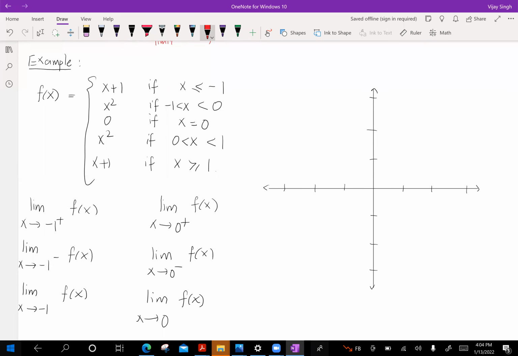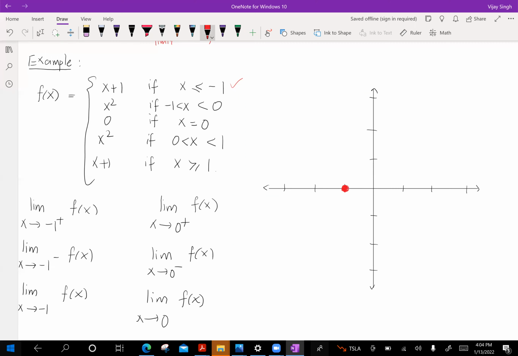To draw a piecewise function, let's look at the first part. When x is less than or equal to -1, it's x plus 1. That's a line, right? So we need 2 points to draw that piece. First point, I'll take x equals -1. Then f of x becomes -1 plus 1, which is 0. So at -1, the value is 0. And since it's less than or equal to, that point is included, so I'll put a dot.